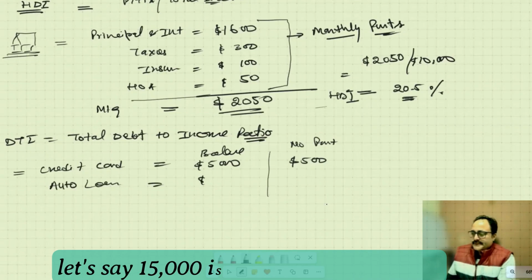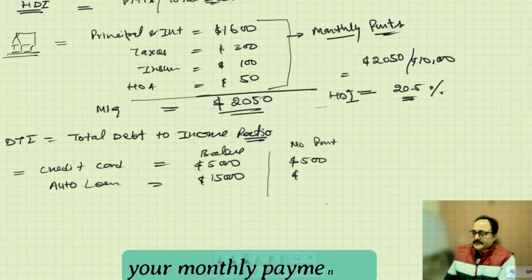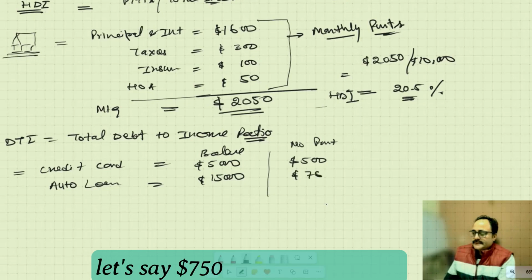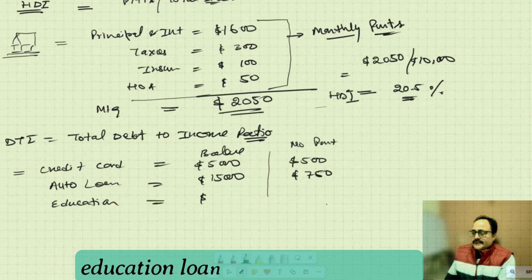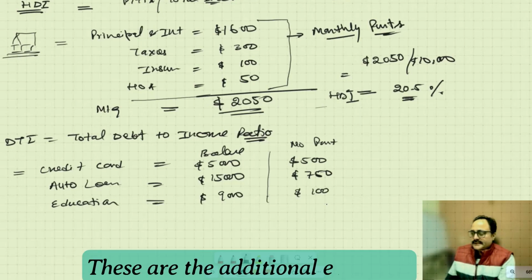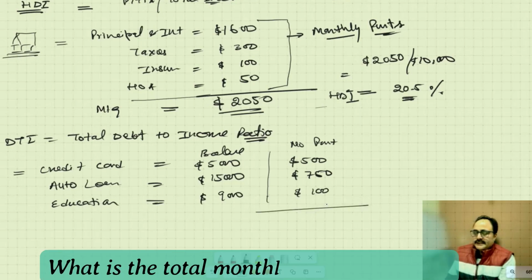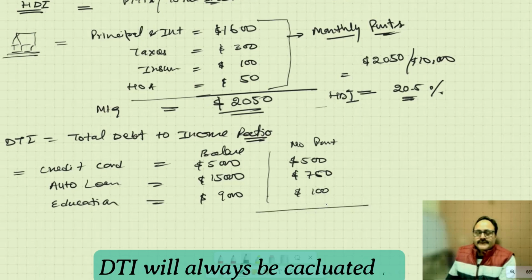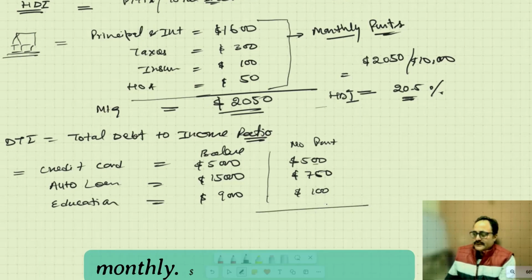Auto loan is, let's say, $15,000 balance, and your monthly payment is, let's say, $750. And then you have an education loan. The education loan is $9,000 and the payment is maybe $100. These are the additional expenses. What is the total monthly? What I told you, DTI will always use the monthly payment: 500, 1250, $1,350.